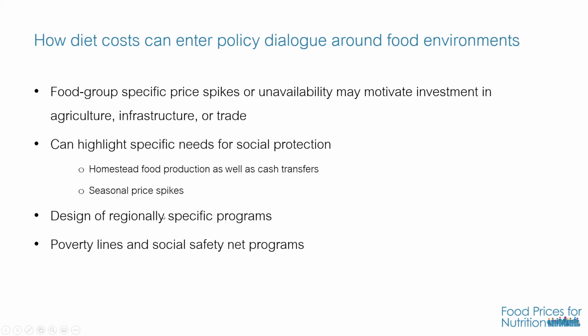So disaggregating things at different marketplaces or different districts or regions can help design different interventions for different locations. And the final point is that this information can be used to think about what an appropriate poverty line is, or what the appropriate metric is for inclusion in different safety net programs. So if we want people to be able to afford a healthy diet rather than just basic calorie needs, we might think about adjusting these metrics.